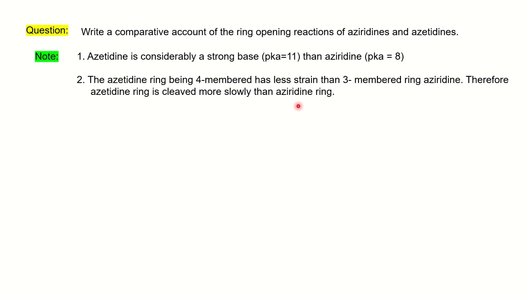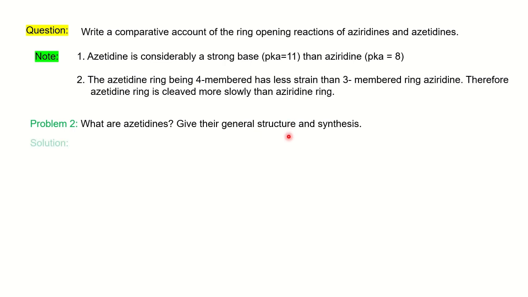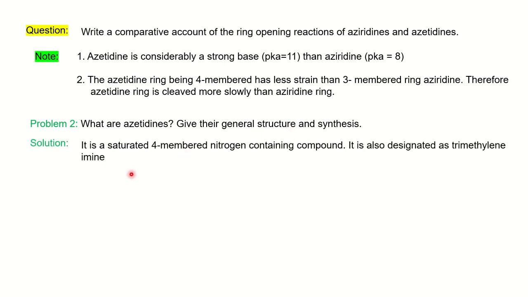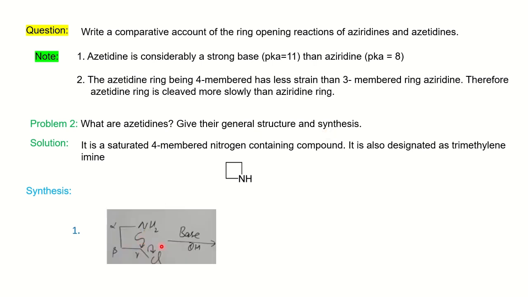You can include some more points here regarding this, like the thermal stability of azetidine compared to aziridine. The next question which we found is, what are azetidines? Give their general structure and synthesis. First, azetidine is a saturated 4-membered nitrogen containing compound. The structure of azetidine is this one. So structure and its synthesis, one can also design it.